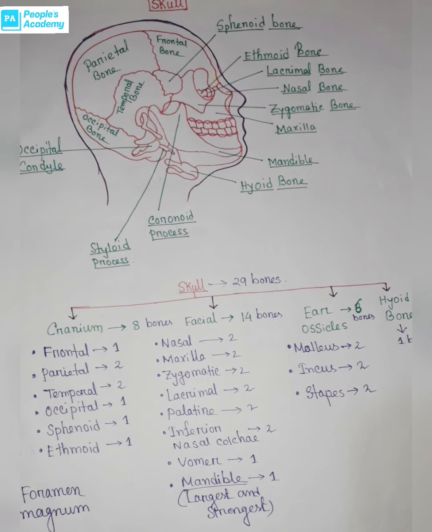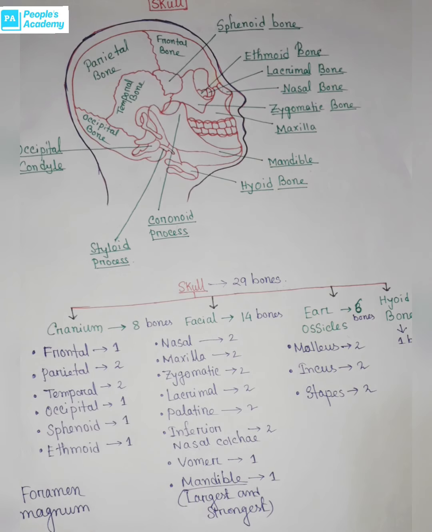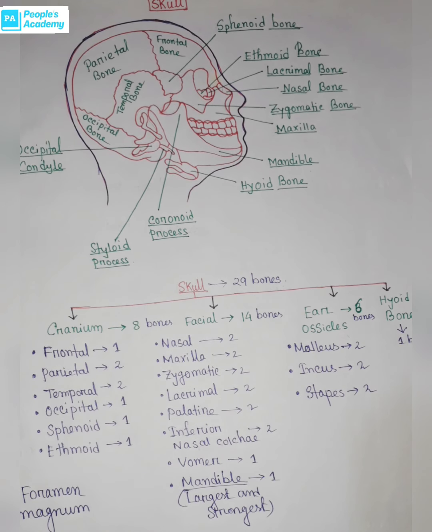So guys, what is the function of our skull? This is a brief idea, and it covers all the topics that are written in NCERT. Some additional information: just focus on the foramen magnum and the sphenoid bone, the sella turcica and the pituitary gland. The sella turcica, which encloses the pituitary gland, is present in a saddle-shaped structure in the sphenoid bone. This portion you should remember.